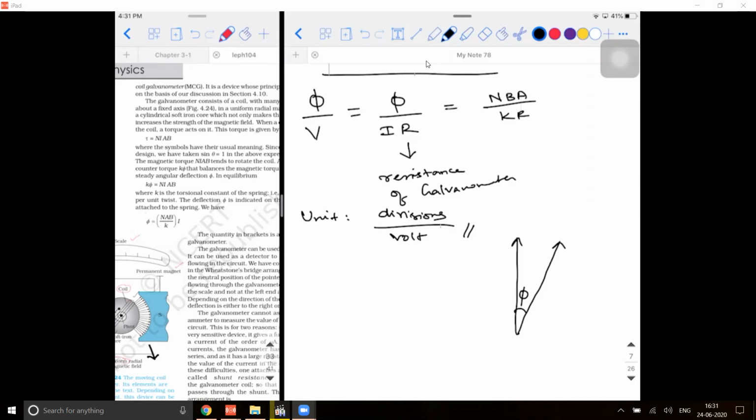Somebody was asking me, somebody called sir. Who was that? If the galvanometer is used as a sensor, why is there a presence of units like 10, 20, etc.? It is not units. I never told you units. I told it as divisions. That's it. It's not units.